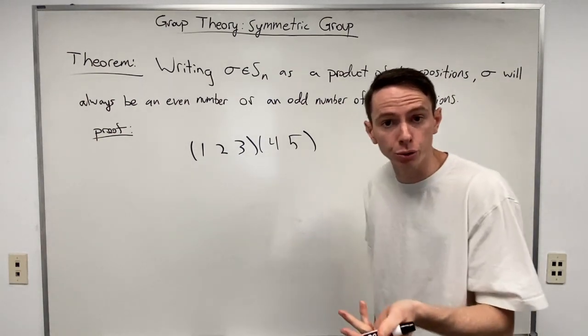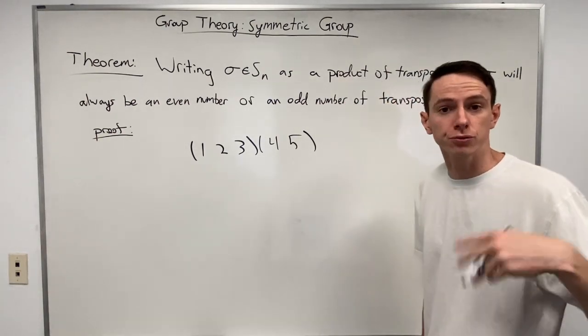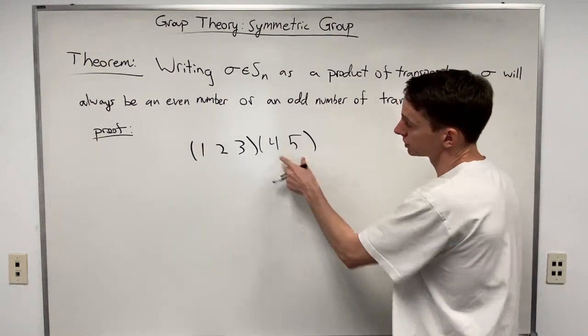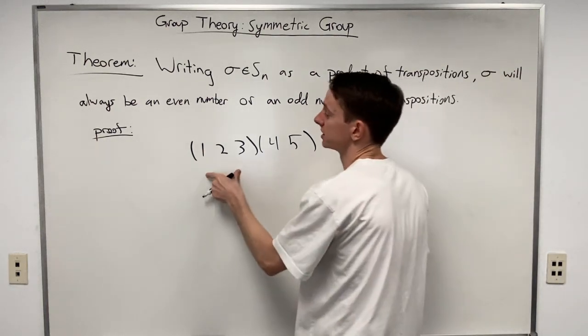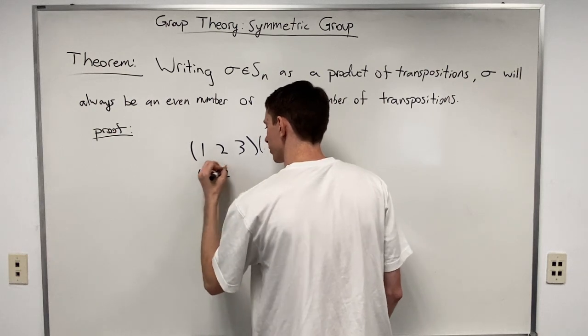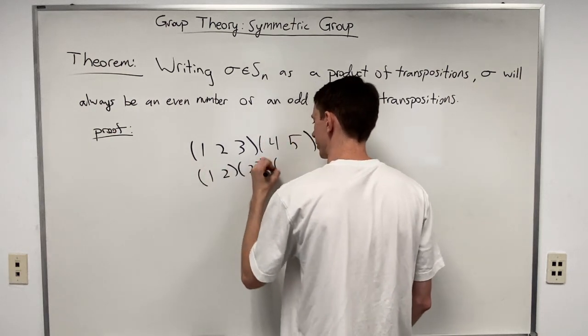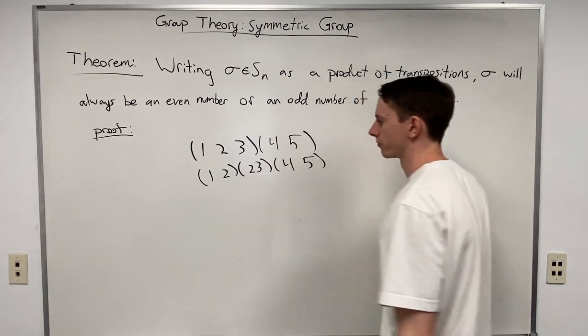We could decompose this cycle in terms of a product of transpositions. This is already in transposition form, but this is not. So we could rewrite this as (1 2)(2 3 4 5), like this.